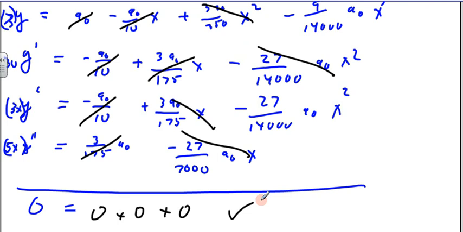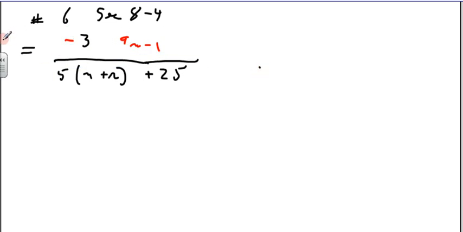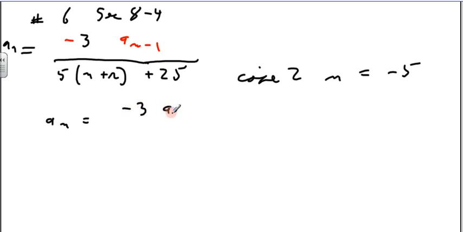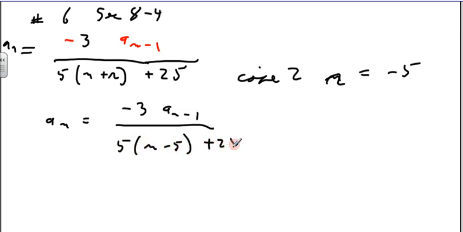So isn't that lovely? So now we got to do a case 2 solution. So we're doing problem 6, I think, and we're in section 8-4. And I think if I just do that, I get my recurring formula back. And now we're going to do case 2. R is equal to minus 5. So a n is equal to minus 3 a n minus 1 divided by 5n minus 5 plus 25, and that becomes the awesome minus 3 a n minus 1 over 5n, for all n greater than or equal to 1.